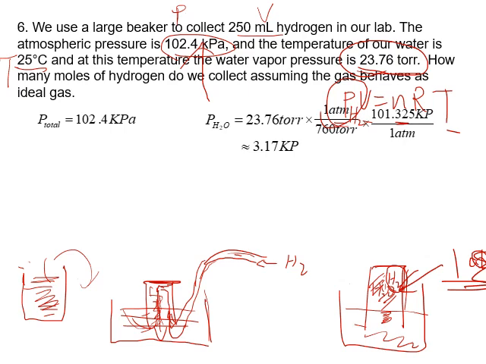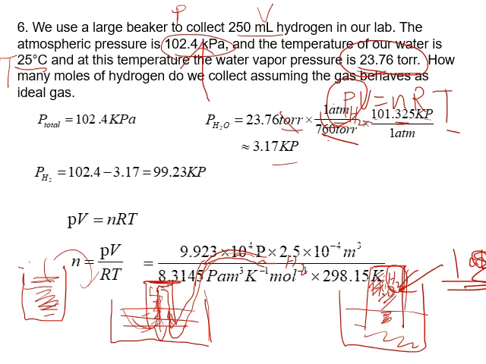So Torr goes to atmosphere: 1 atmosphere is 760 Torr, and 1 atmosphere equals 101.325 kilopascal. That gives you the water vapor pressure. And then the pressure of hydrogen is calculated to be 99.23 kilopascal. Then use the ideal gas law, PV equals nRT, to calculate the number of moles. Here R is 8.3145 because everything is in SI units. And the answer is 0.1 mole, or 1 times 10 to the minus 2 mole of hydrogen.